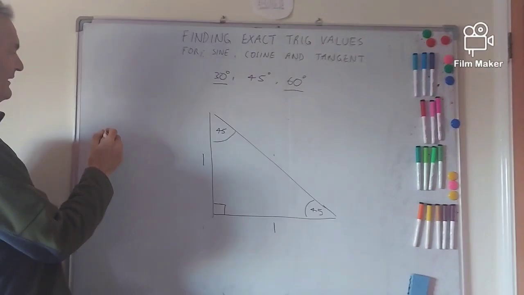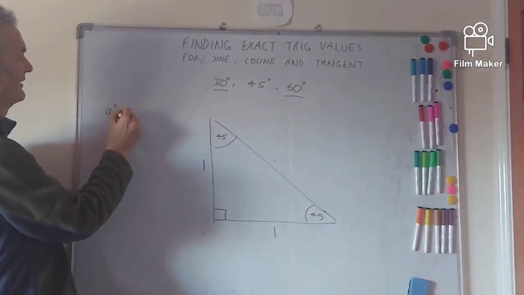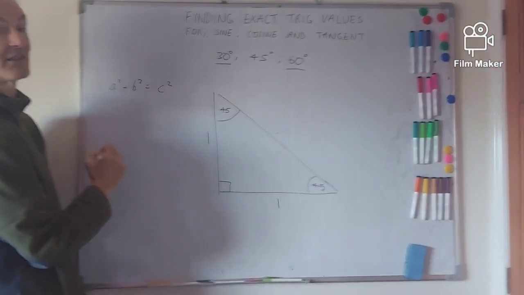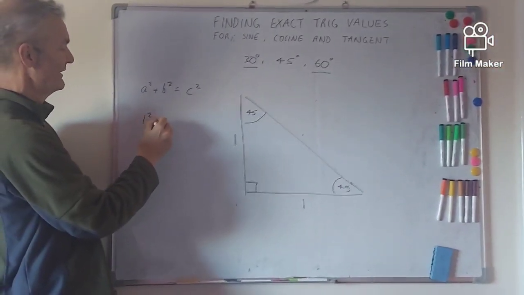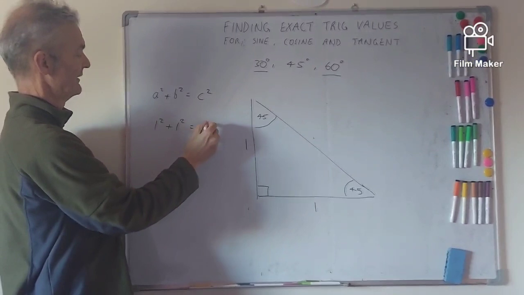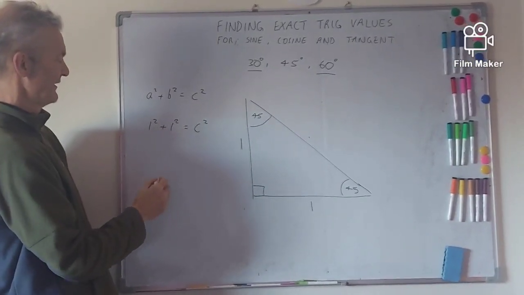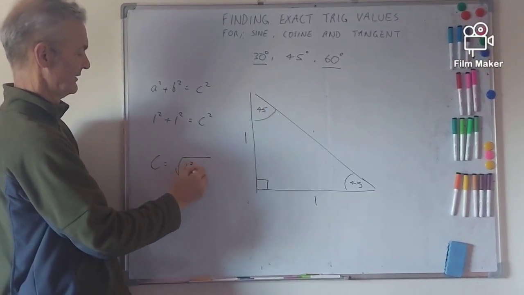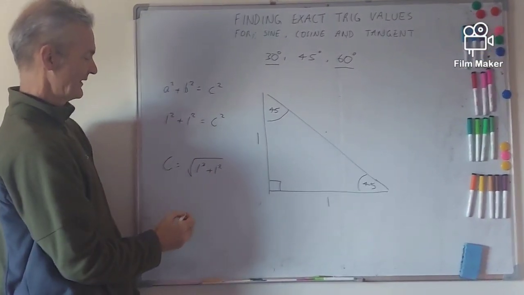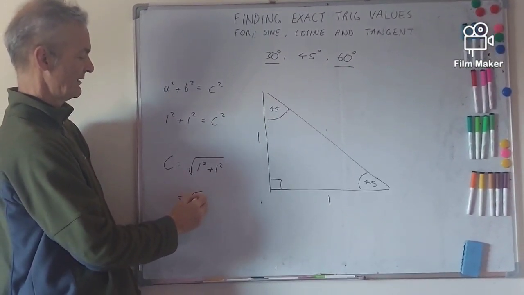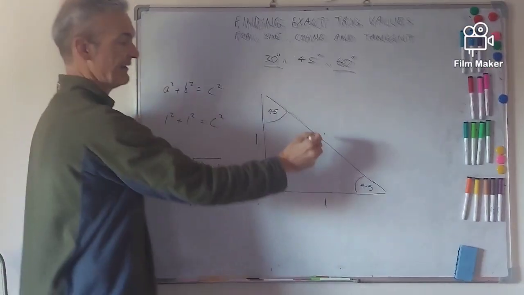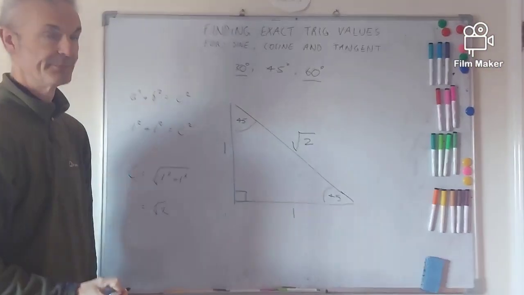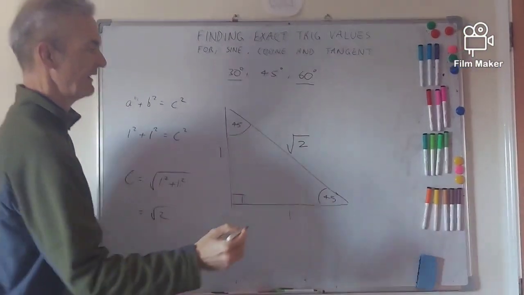to do that. So remember, a squared plus b squared equals c squared. Where c squared is the longer side, so we're going to get 1 squared plus 1 squared equals c squared. So c is going to equal that. So that's going to be root 2. So this length is root 2.